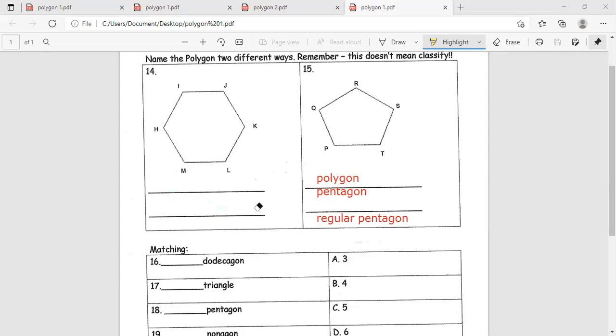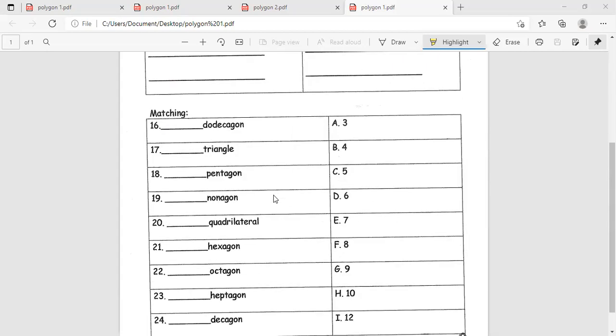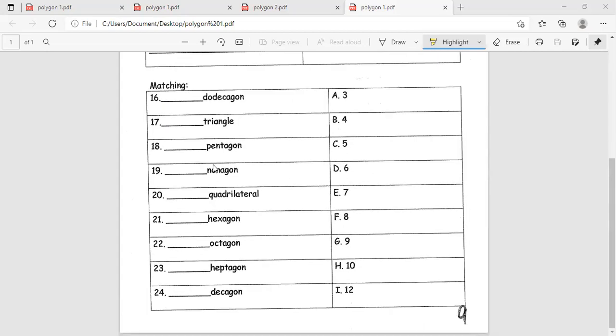In the next exercise, we want to classify, or match, according to the number of sides. So according to the number of sides, we want to connect the number. Then we can start from down to up, or from up to down. It's up to you. Which one do you want to start with?